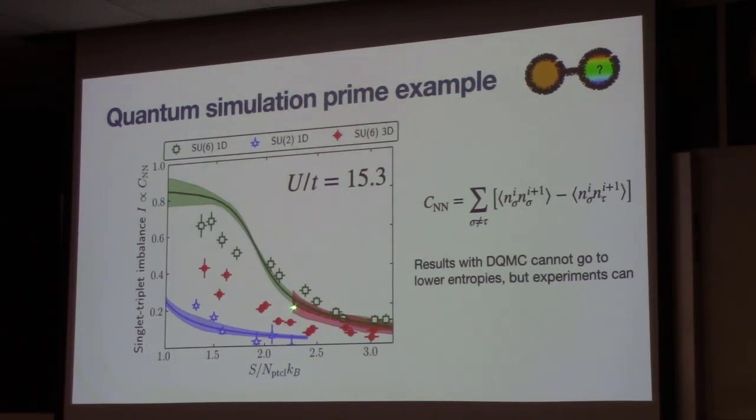But, and I hope this is not too discouraging, what we saw was that we couldn't go below this entropy. The reason for this is that we have something called the sign problem in numerical calculations, in the DQMC. So when we reach a temperature of around 1 times the tunneling, the data just becomes very noisy, and integrating around there just gave wrong results. So the results with DQMC cannot go to lower entropies, but the experiments can.